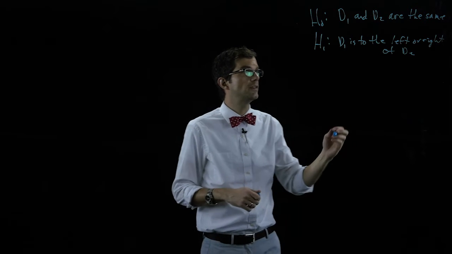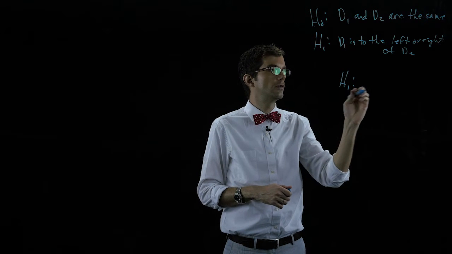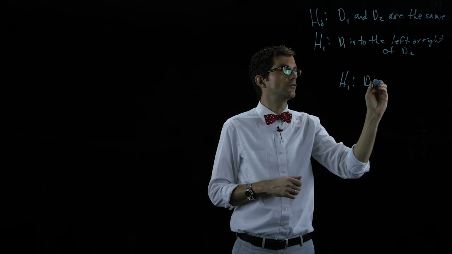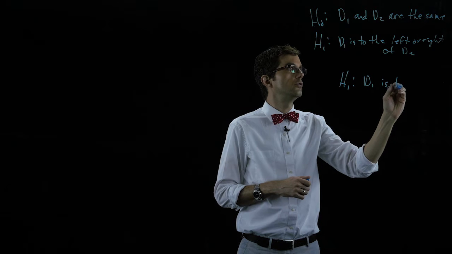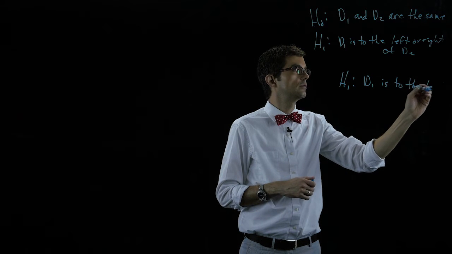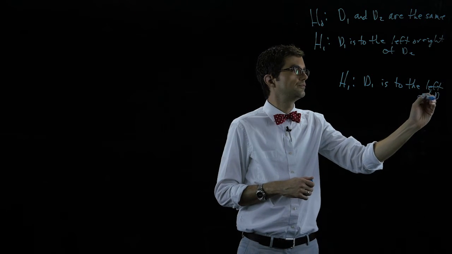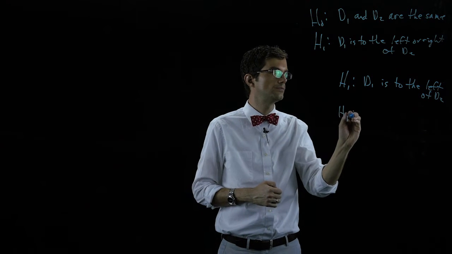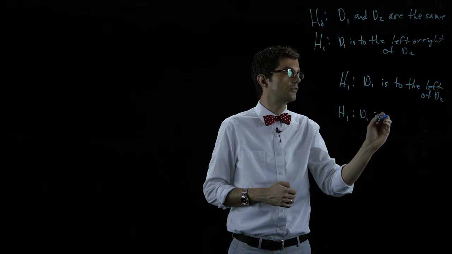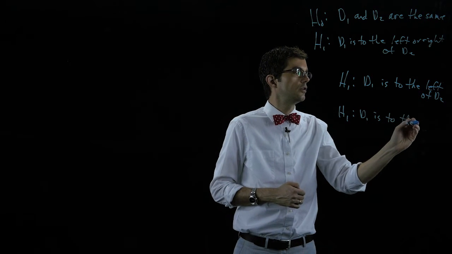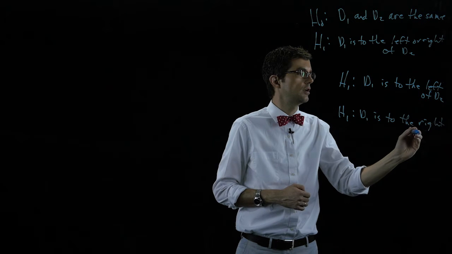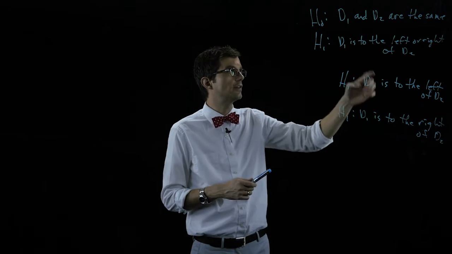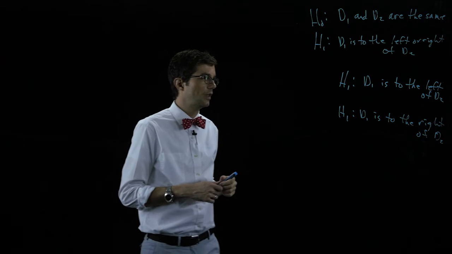Or we could be talking about an alternative hypothesis, which is D1 is strictly to the left of D2, strictly on one side of D2, or D1 is strictly to the right of D2. So these are one-tail tests. This is a two-tail test.